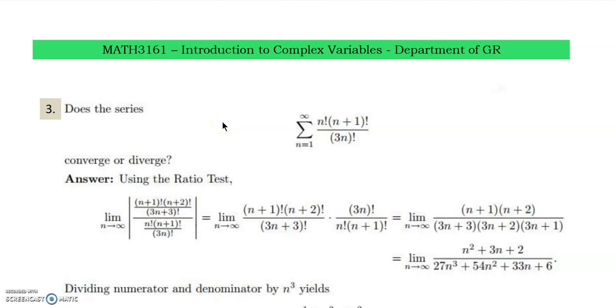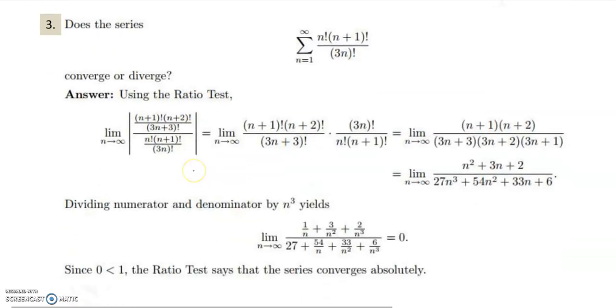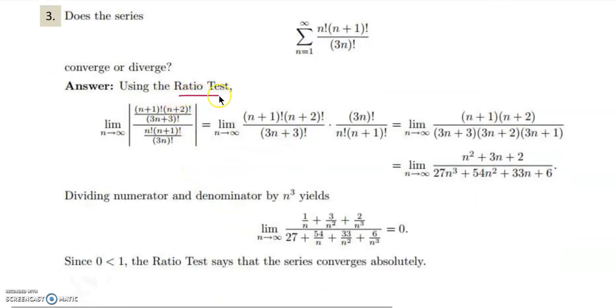Dear students, this is the continuation of the previous video. See this question number 3. The series sigma n equal to 1 to infinity, n factorial multiplied by (n plus 1) factorial divided by (3n) factorial, converge or diverge? We will do it by the ratio test. What do we do by the ratio test?